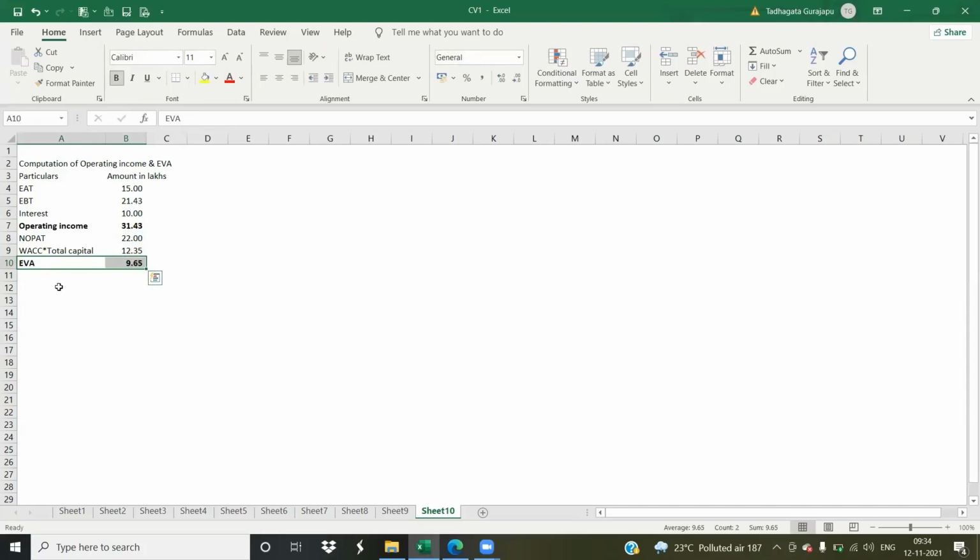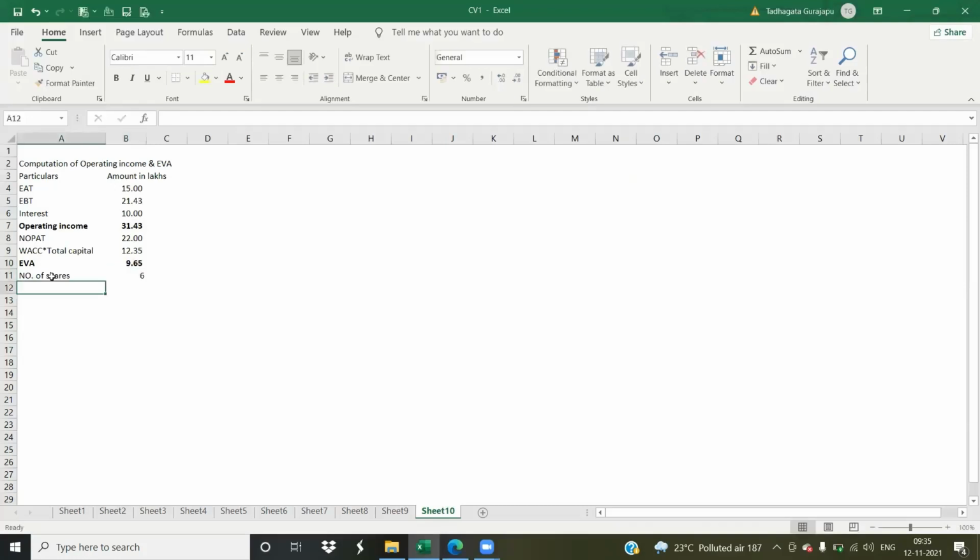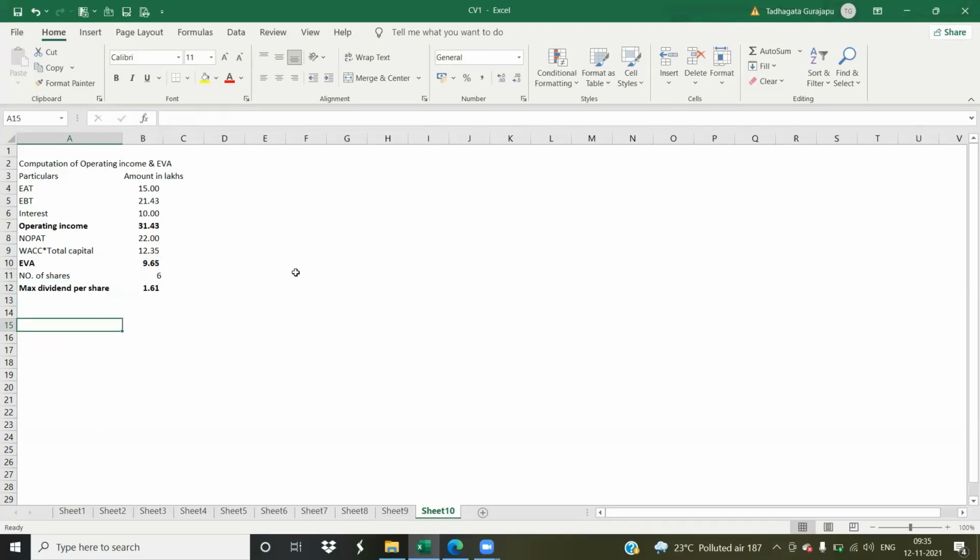Right. So what is the max dividend? What are the number of shares? Shares is equal to 6 lakh equity shares. So what is the max dividend that it can pay per share? Max dividend per share is equal to EVA by number of shares, right? So this is the solution.